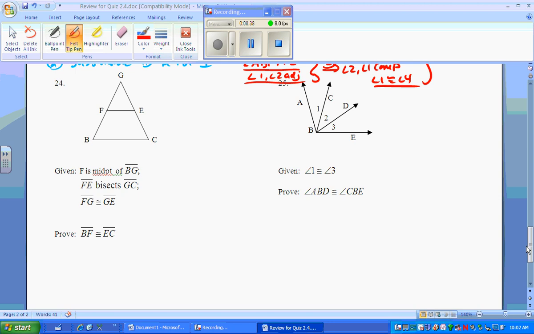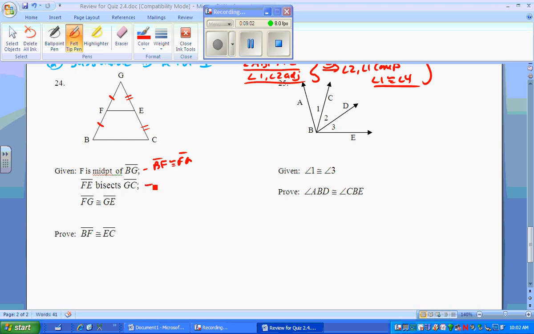Okay, so let's move on. F is the midpoint of BG. So F is the midpoint of BG, causing these two to be congruent. So if you need to give yourself a note that that's what's going to become congruent from that piece. The next piece bisects. So these two pieces are congruent.